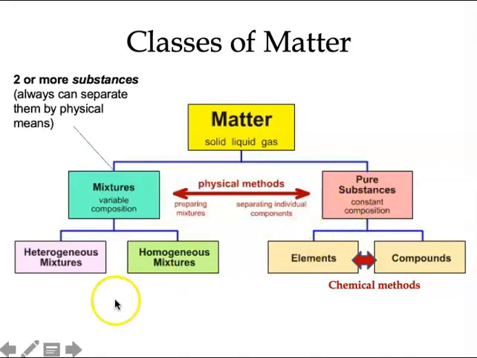So when you see a mixture, it is by definition two or more substances. And the important thing that differentiates a mixture from any kind of substance is you can separate them by some sort of physical means, right? And so think back to when we talked about physical changes. What does it mean to say that you can separate them by physical means?